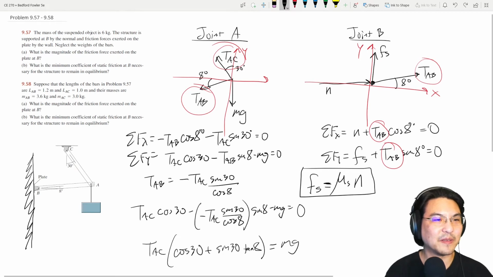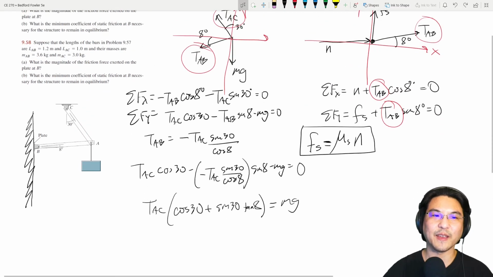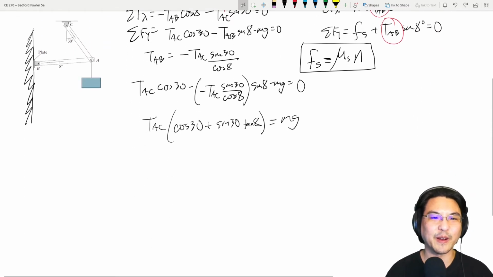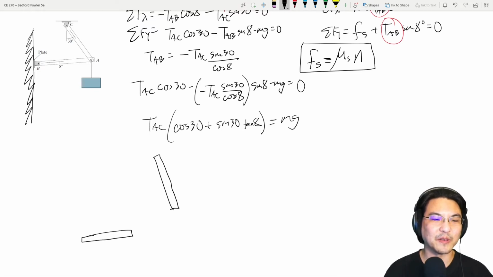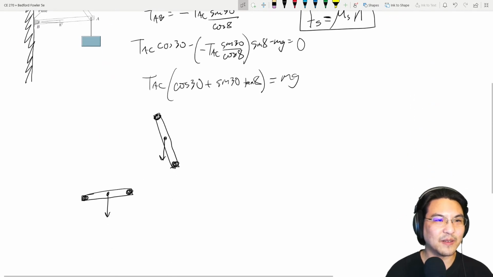Okay, next, this one, number 58. This time we're considering the bars to have mass. So that's different. If they have mass, the free body diagram of each bar changes. Before we were saying there's only force acting at B, at A, at A, at C. That's no longer the case because the bar has weight. Now there's weight acting at the center of mass of each bar. They're given: 3.6 and 3.